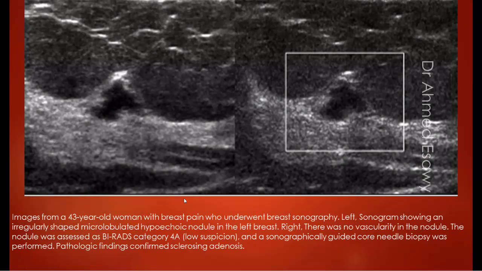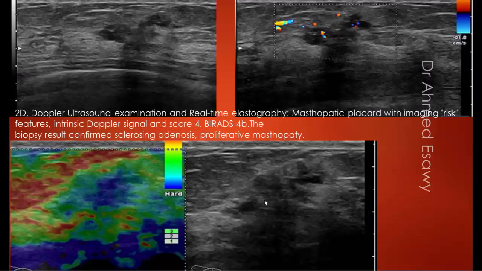This is a 43-year-old woman with breast pain. Ultrasonography shows an irregularly shaped, microlobulated hypoechoic nodule in the left breast, with no vascularity in the nodule, assessed as BI-RADS 4A, low suspicion, and biopsy proved it to be sclerosing adenosis. These two, Doppler ultrasound and elastography, show a nodule with imaging risk features, intrinsic Doppler signal, and tissue elastography score 4, a stiff lesion, categorized as BI-RADS 4B, biopsy showing sclerosing adenosis, proliferative mastopathy.